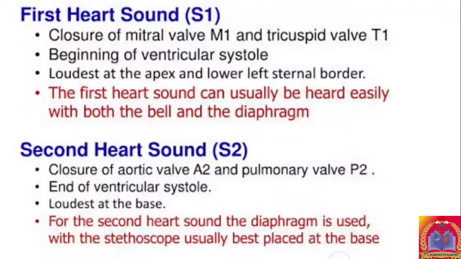So moving to the next point, the closure of atrioventricular valve. The sound heard is the S1 heart sound, or the first heart sound. So let's see. The first heart sound S1 occurs during the closure of the mitral valve and the tricuspid valve. It occurs at the beginning of the ventricular systole. That means when the ventricle contracts, the mitral valve and the tricuspid valve will close to prevent the backward flow of blood from the ventricle to the atrium.